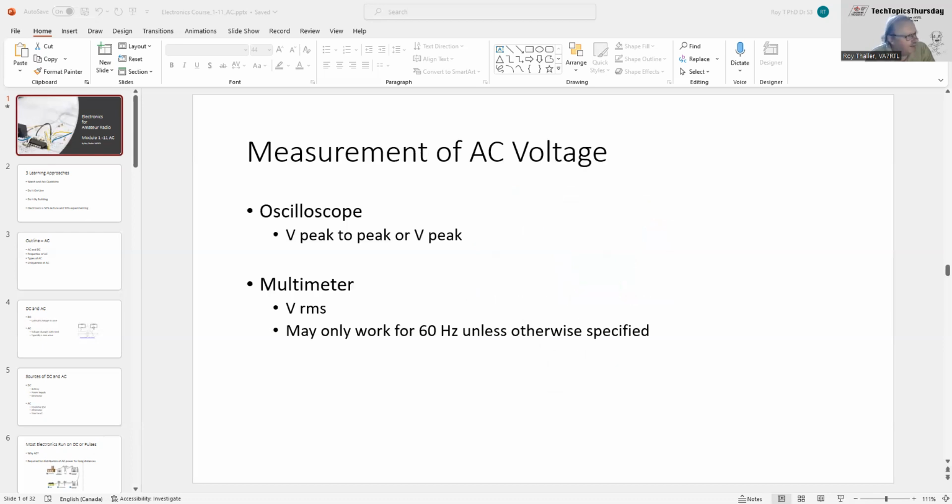As I've said, an oscilloscope measures peak to peak or V peak. Nowadays, the oscilloscope will do all these calculations for you. A multimeter reads VRMS, but one of the things you have to check is that if you're measuring frequencies other than 60 hertz, or waveforms other than a sine wave, your multimeter may not give you the right value. There are some multimeters called true VRMS multimeters that are supposed to work on a number of different frequencies and waveforms. But again, those are more expensive, and normally you don't need those.